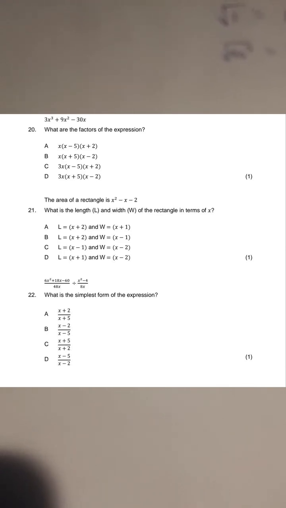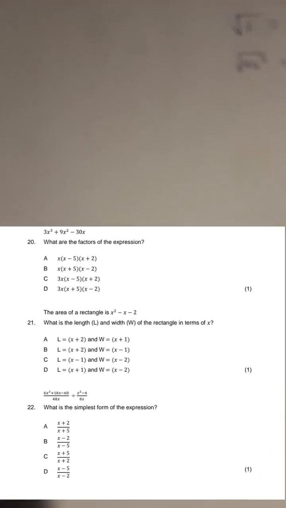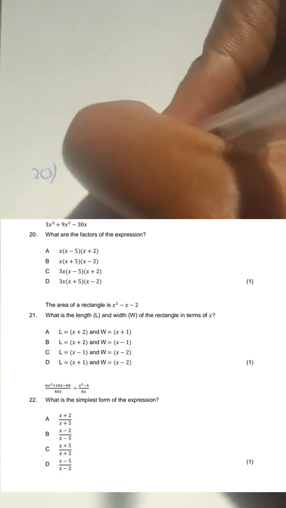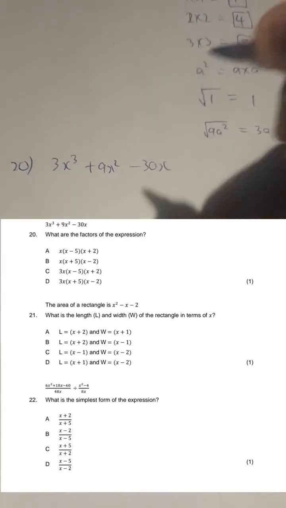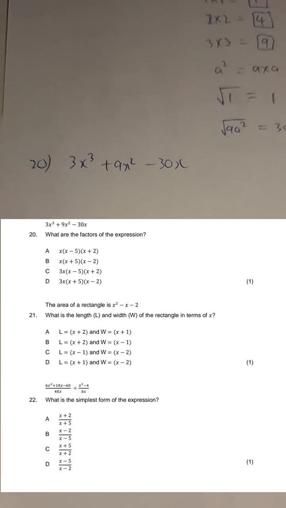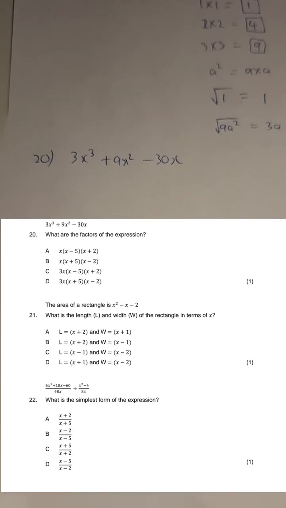3x cubed plus 9x squared minus 30x. What are the factors of the expression? So we need to factorize.